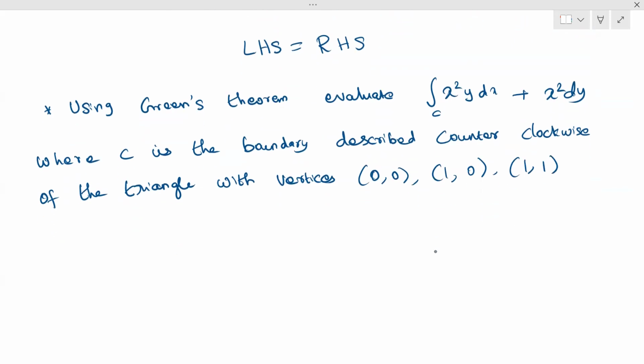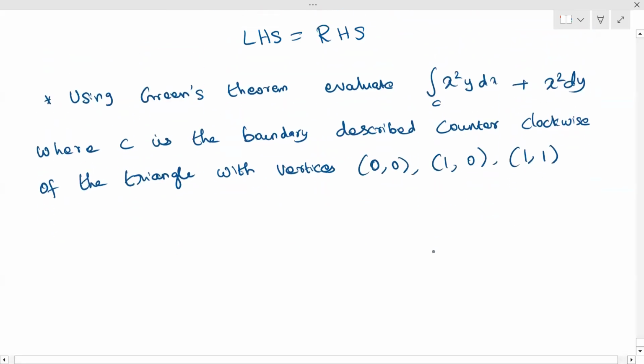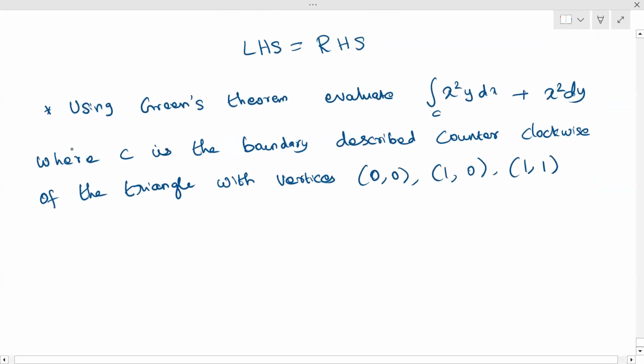See, what is the main difference in this problem? Here they are asking to evaluate using Green's theorem. Okay, so here we have to do the RHS part only. Here the LHS part is somewhat difficult to do. So by converting to the double integral using Green's theorem, it is easier to solve the given integration. So first we write the statement of Green's theorem.